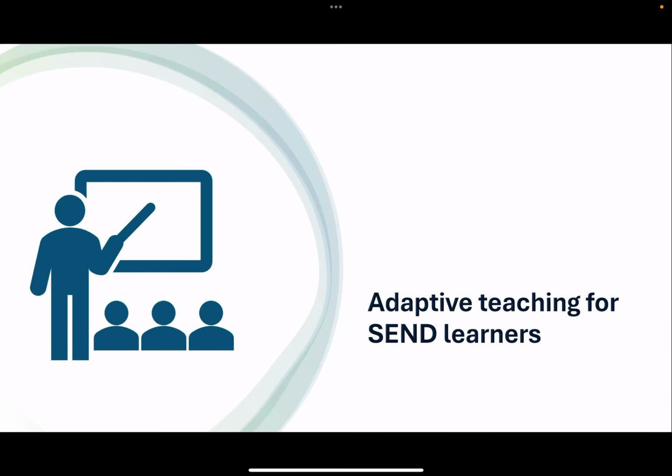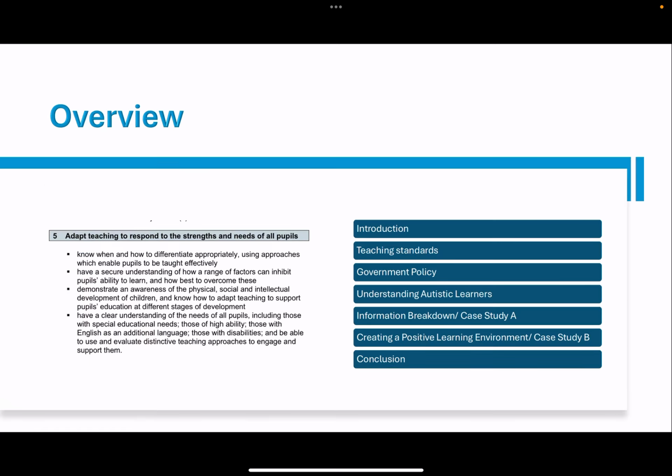Today I'm going to be talking about how I've adapted my teaching to better suit the needs of SEND students I've been teaching during my placement year. I'll be looking at different strategies to ensure that SEND students are supported, and specifically how to support autistic students by creating a positive working environment and breaking down information.